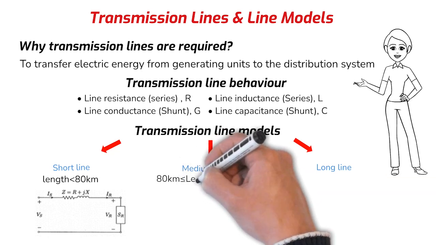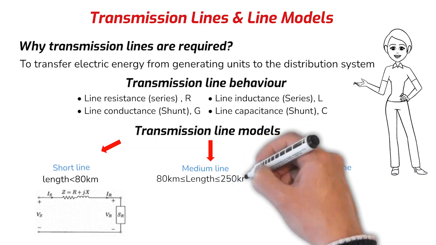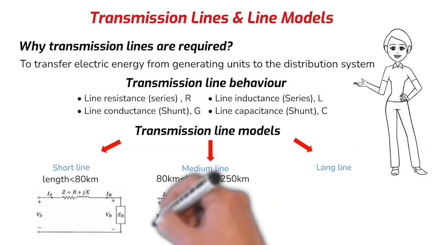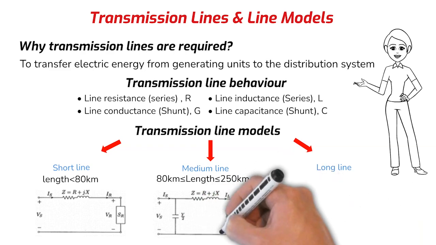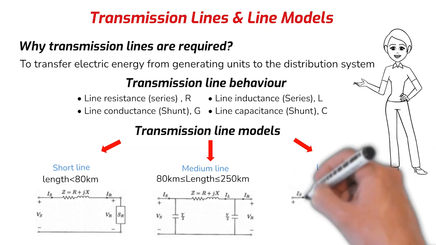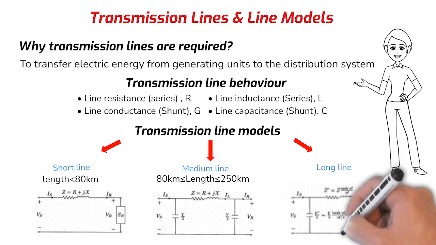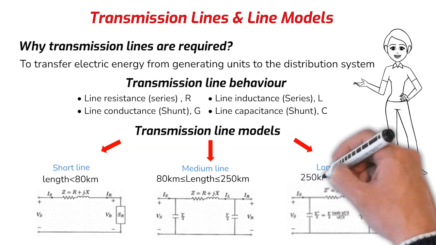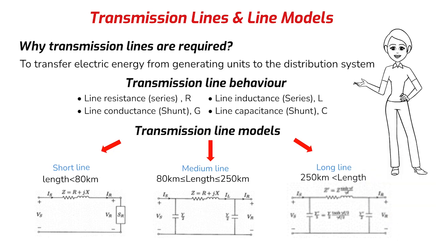Medium line models are for transmission lines with the length in between 80 to 250 kilometers. Due to the higher length, the line charging current becomes larger. So the shunt capacitance is now considered and the normal pi model is built as shown in the diagram. Lines of length 250 kilometers and longer are considered as long lines. When modeling a long line model for more accurate solutions, the exact effect of the distributed parameters must be considered as shown in the diagram.